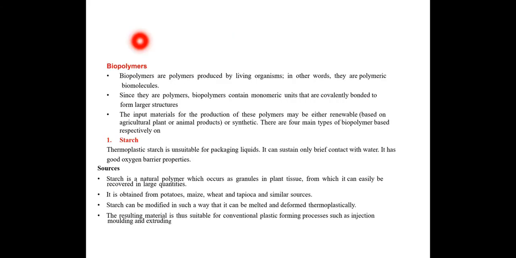After that I will just tell you about biopolymers. Biopolymers are the polymers produced by living organisms. In other words, they are polymeric biomolecules. Since they are polymers, biopolymers contain monomeric units, and those monomeric units are covalently bonded with each other to form large chain-like structures. Different examples are given here: starch and their sources, sugar and their sources, then cellulose-based polymers, their applications and sources, then synthetic-based polymers and their sources.